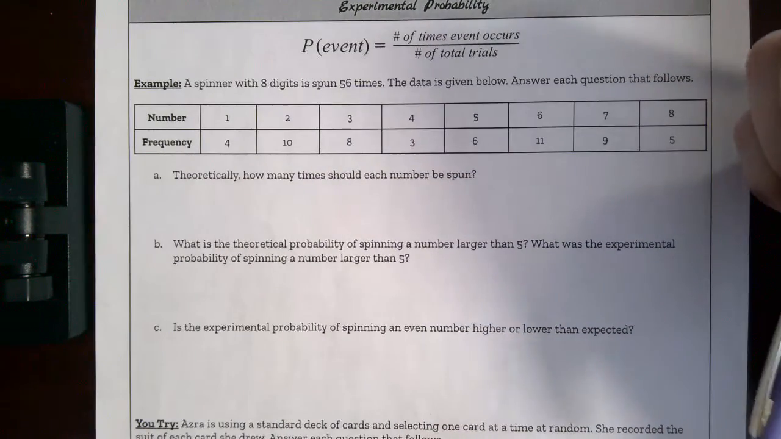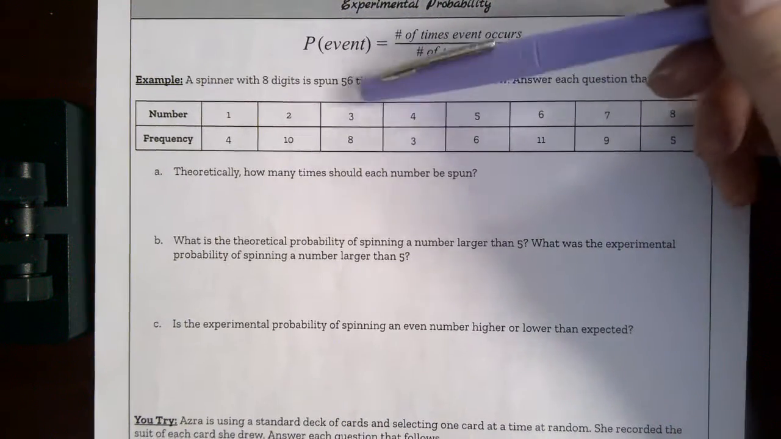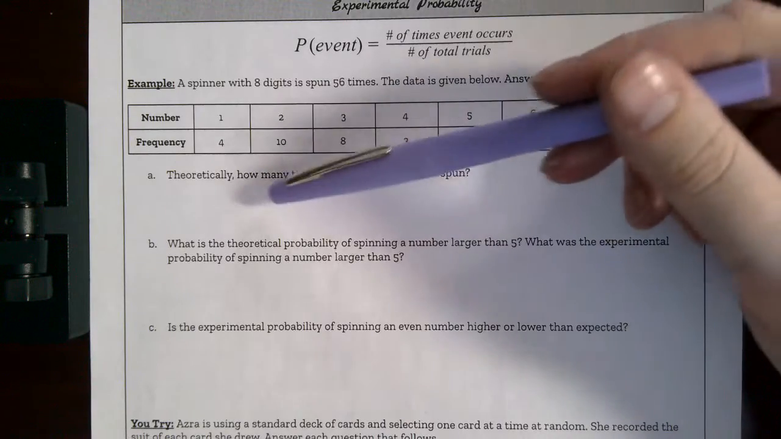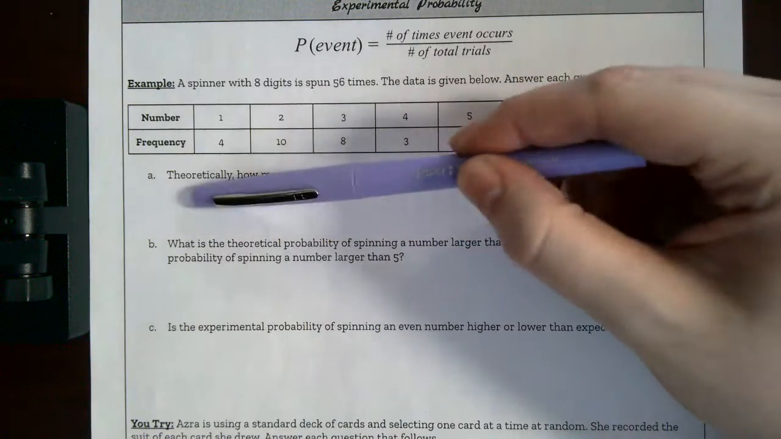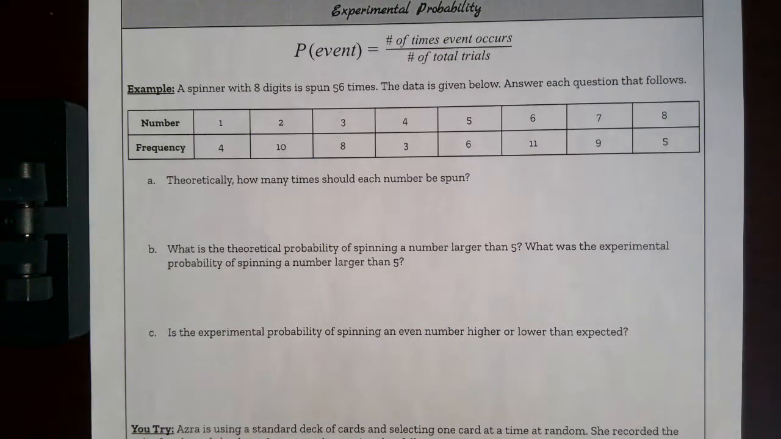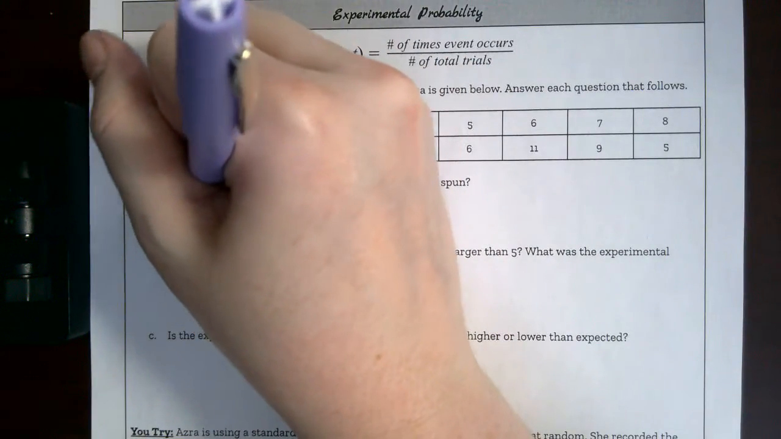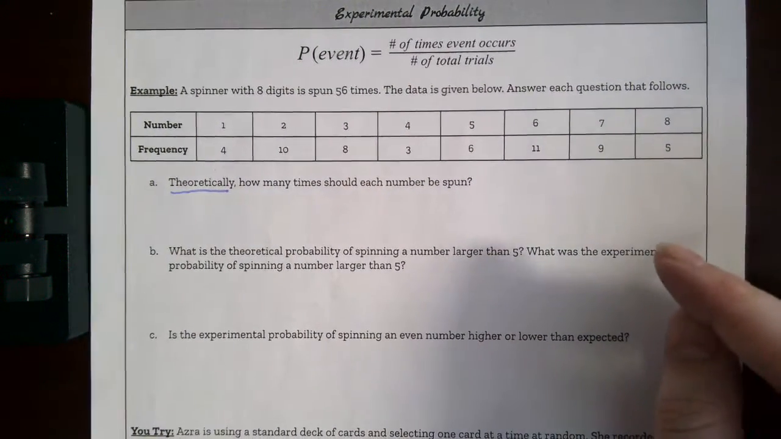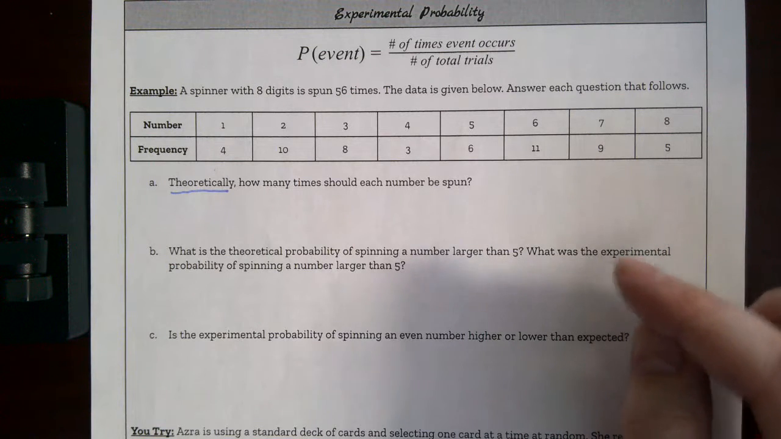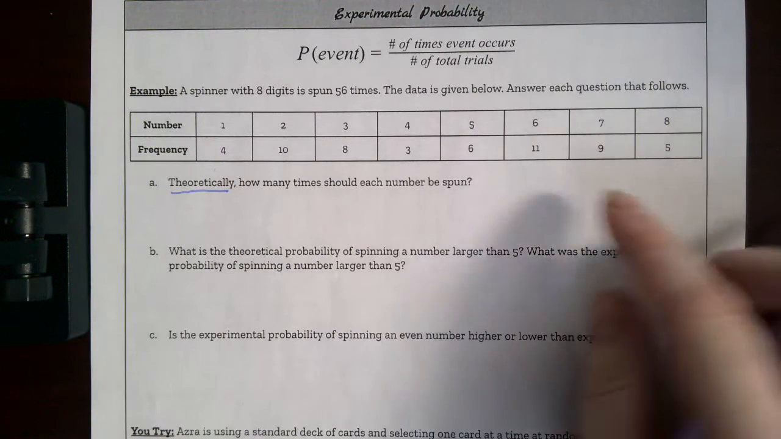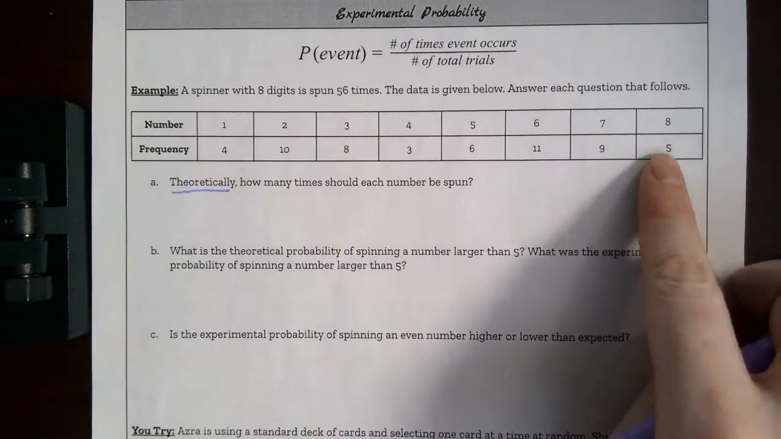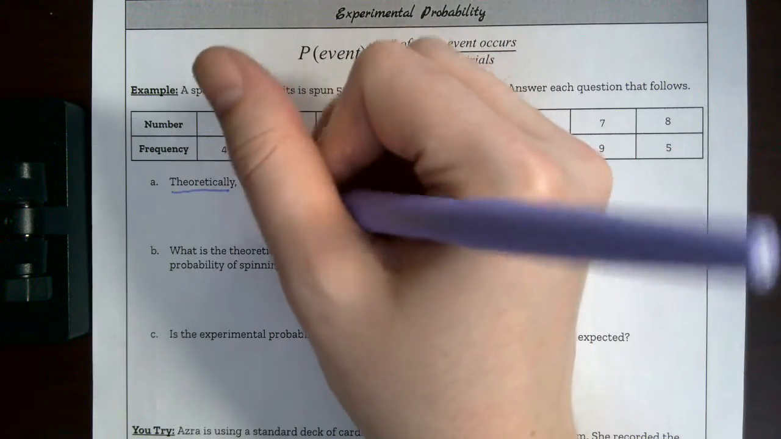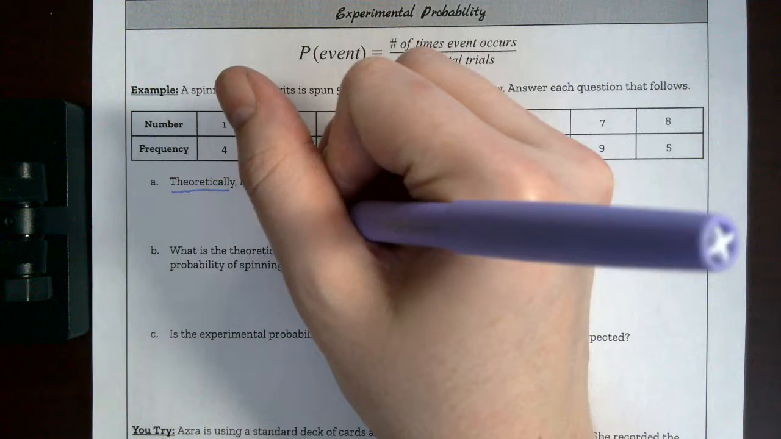So the first example says, a spinner with 8 digits is spun 56 times. The data is given below. Answer each question that follows. So part A says, theoretically, how many times should each number be spun? If it ever says theory, we don't actually care about how many times it actually was spun. We do it the same way that we did previously and just calculate the theoretical percentage. So theoretically, if I have a spinner that has 8 digits on it, then each number should be spun at a rate of 1, which is our hopeful outcome, over 8 options.